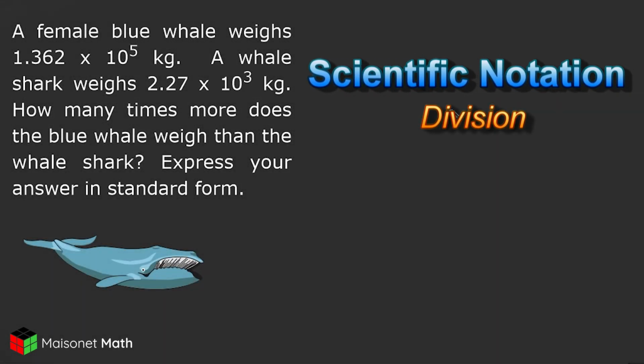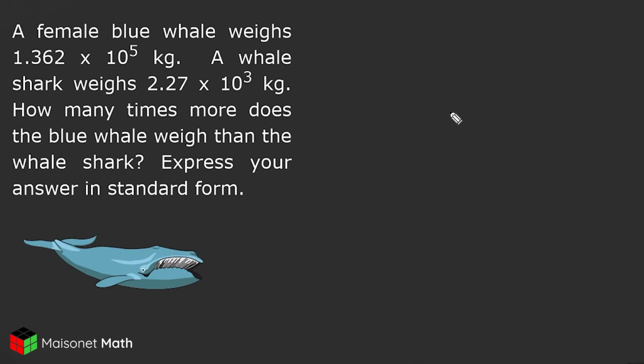All right, we have to solve a word problem which involves scientific notation. So first we need to read and determine if we have to add, subtract, multiply, or divide. It says that a female blue whale weighs 1.362 times 10 to the fifth kilograms, and a whale shark weighs 2.27 times 10 to the third kilograms. How many times more does the blue whale weigh than the whale shark? And we have to express our answer in standard form.